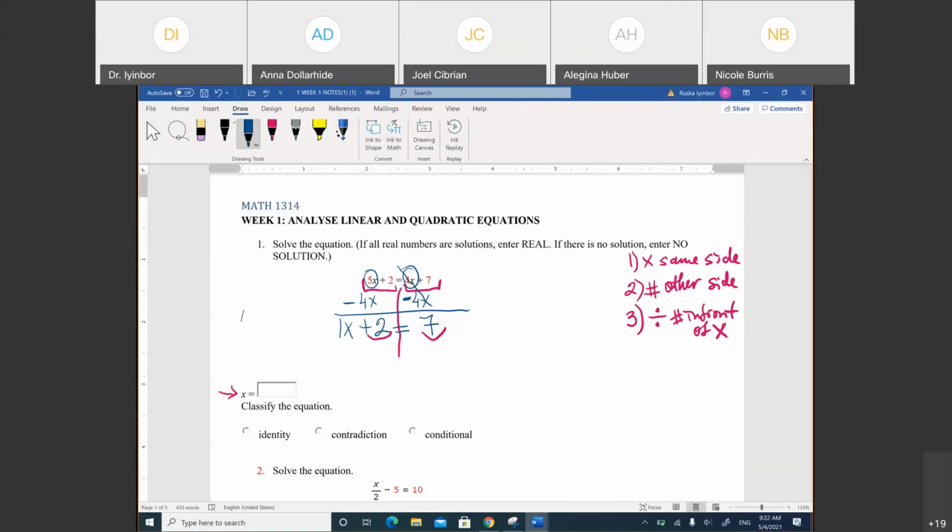Move the 2, that's right. Now, it's a plus 2, so you're going to subtract 2 on both sides. And then you're going to combine what is left. See, 2 minus 2 cancel. So what is left? 1x equals 7 minus 2 is 5. Now, that's the second step. Any questions here?